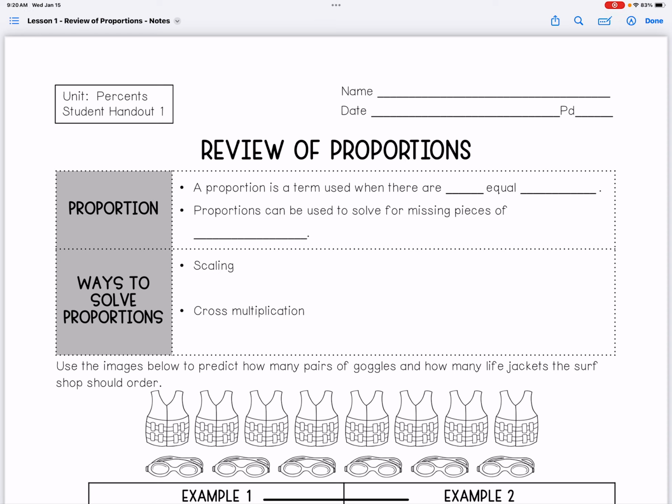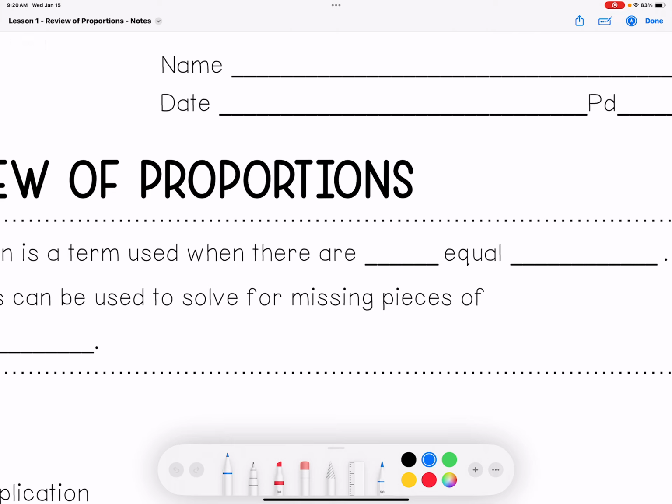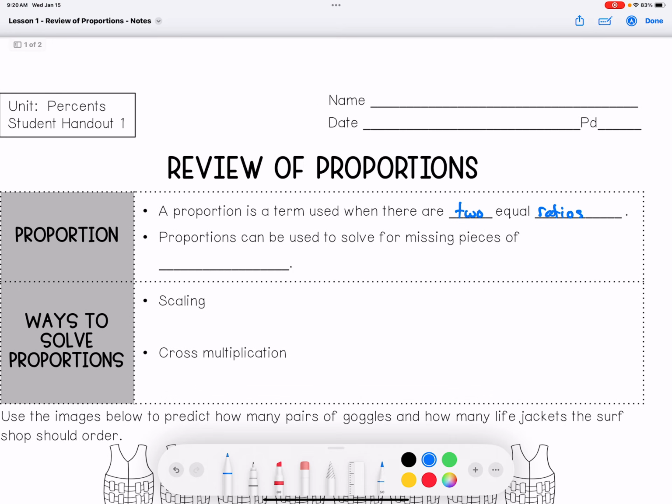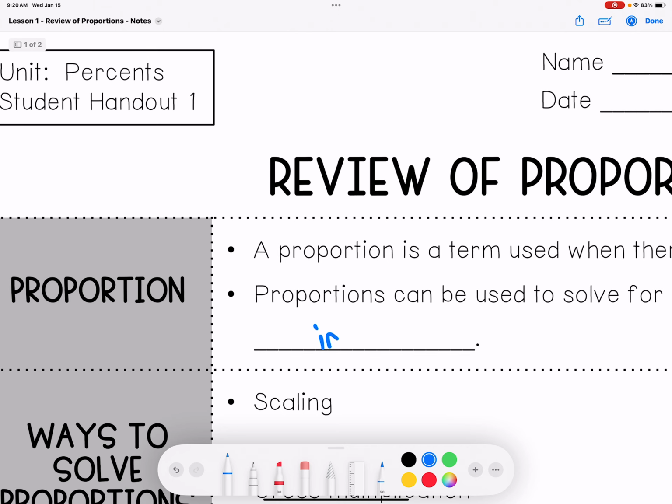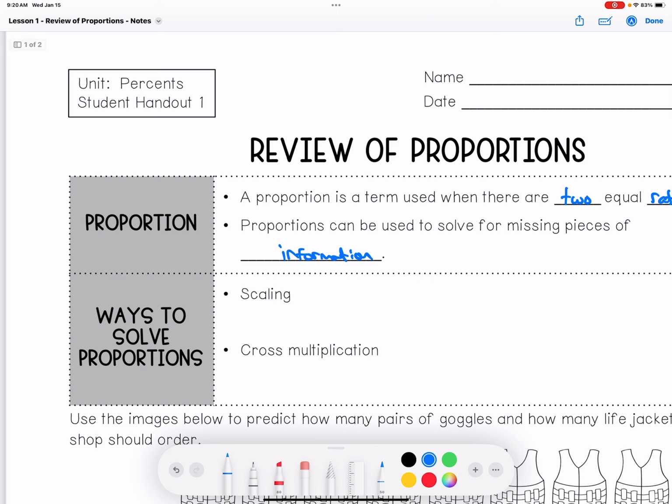All right, let's get started on today's notes. A proportion is a term used when there are two equal ratios. Proportions can be used to solve for missing pieces of information. Ways to solve proportions. We've done cross multiplication and we've also done scaling.